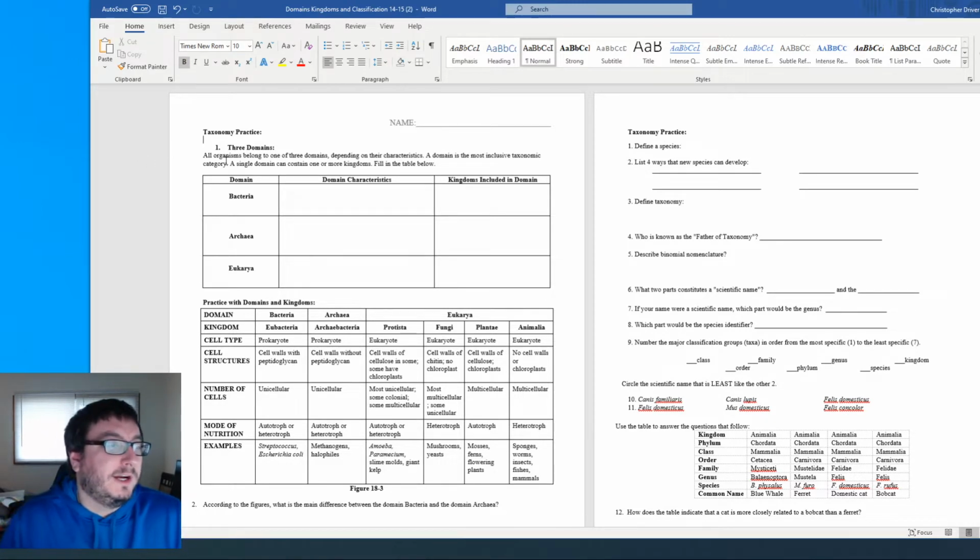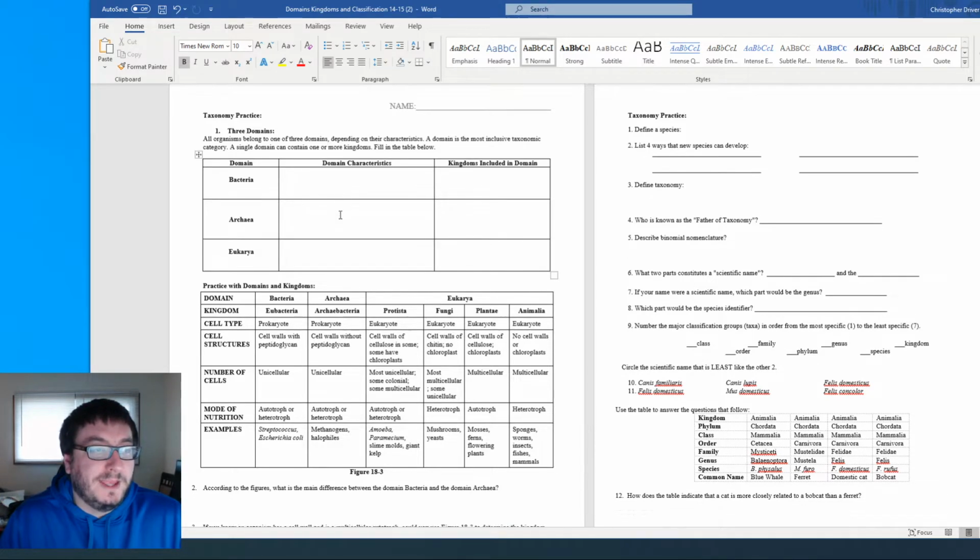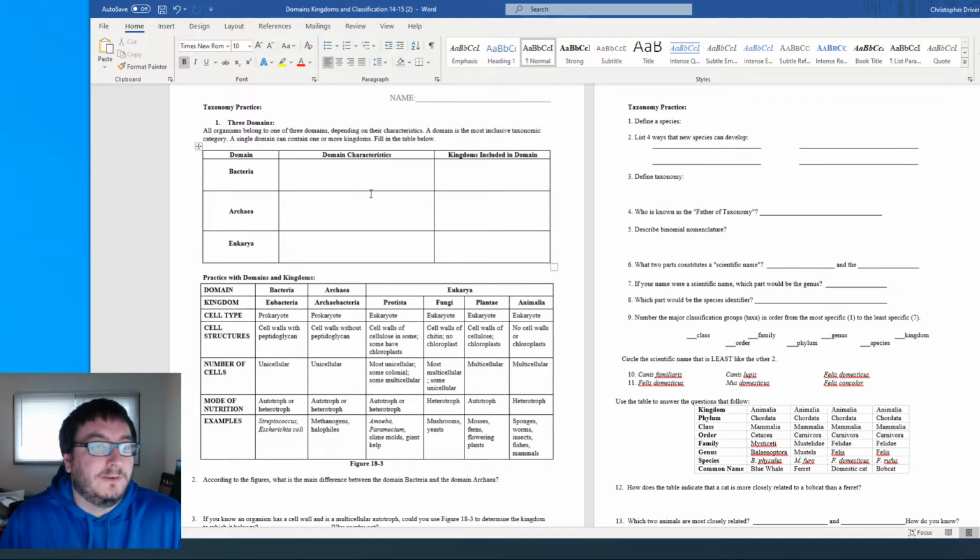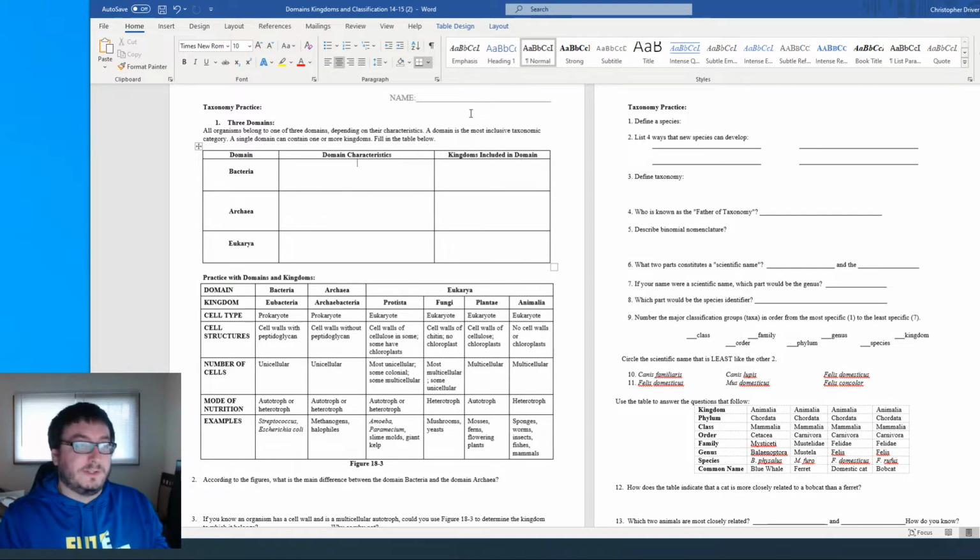So if you look here, the first part is about the domains of living things. We talked about that yesterday. All organisms belong to one of three domains, depending on their characteristics. A domain is the most inclusive taxonomic category. A single domain can contain one or more kingdoms. So we're going to fill in the table below. For the first one, we've just got bacteria. That's our domain. And let's look at some characteristics of bacteria.